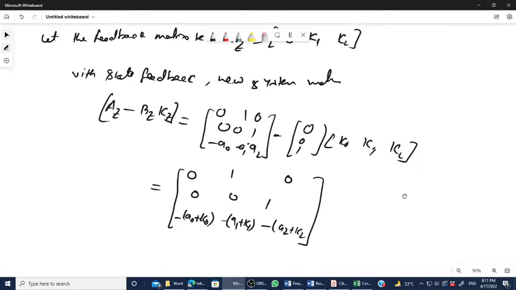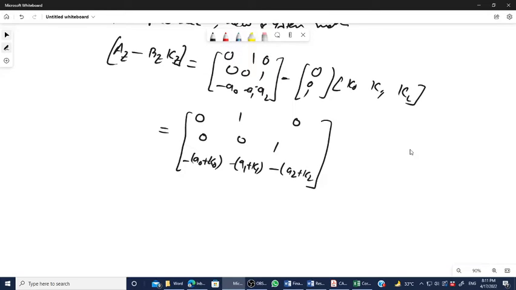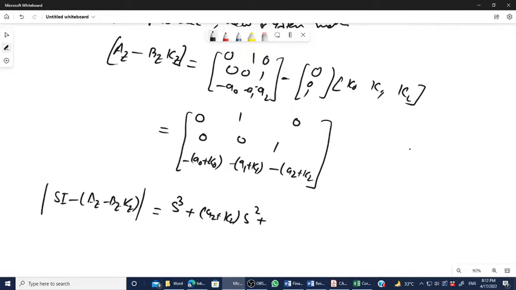Okay, so what we have to do now is find the eigenvalues or the characteristic equation, that is, the determinant of sI minus Az plus BzKz. The same fundamental I am going to use. So it will provide you s cubed plus (a2 plus K2) s squared plus (a1 plus K1) s plus (a0 plus K0) equal to 0.